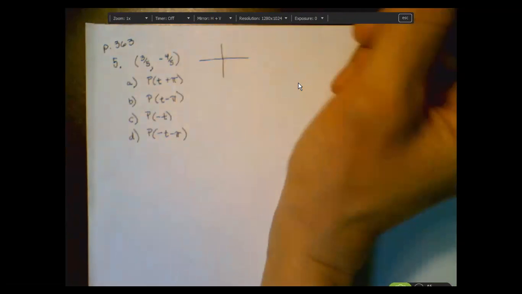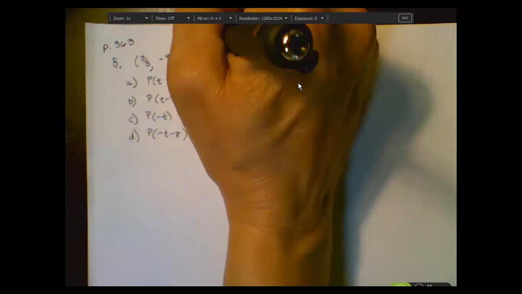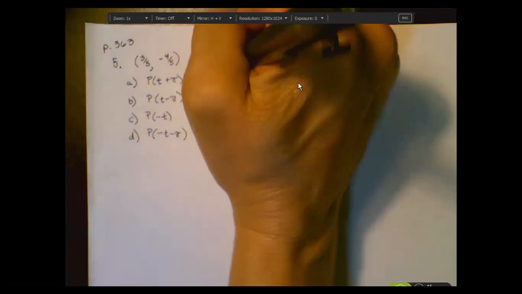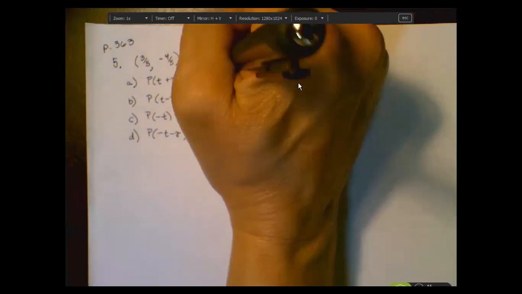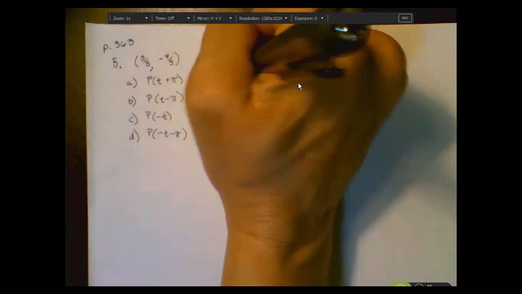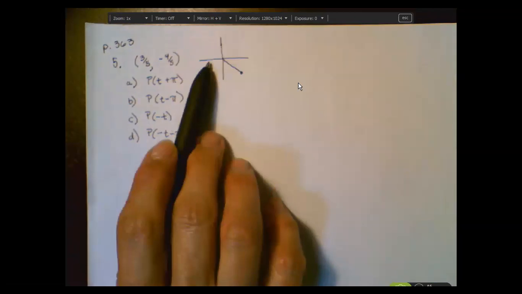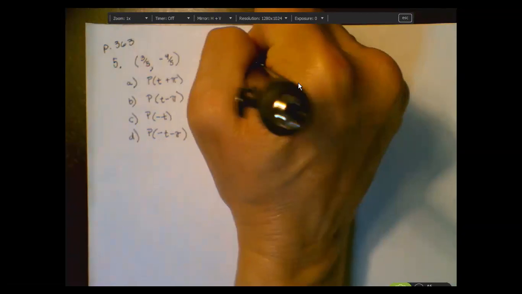Which quadrant? Is it 4? Yeah, because x is positive and y is negative. It's somewhere here. I don't know exactly where. Actually, it'd be much closer to the origin than the unit circle, but that doesn't really matter. What matters is that I know it's in the 4th quadrant.